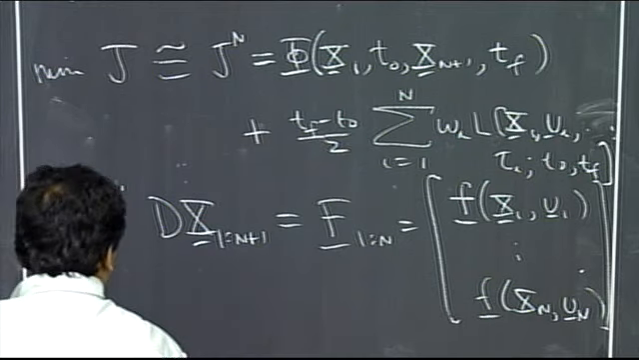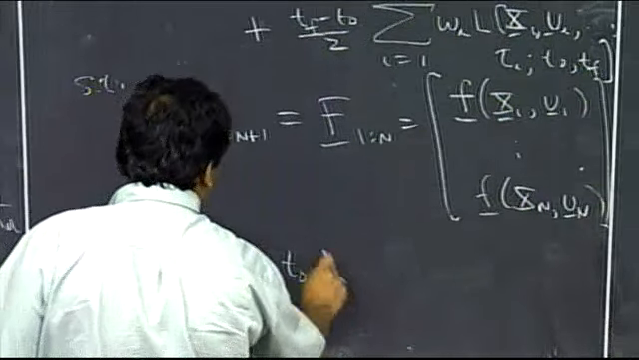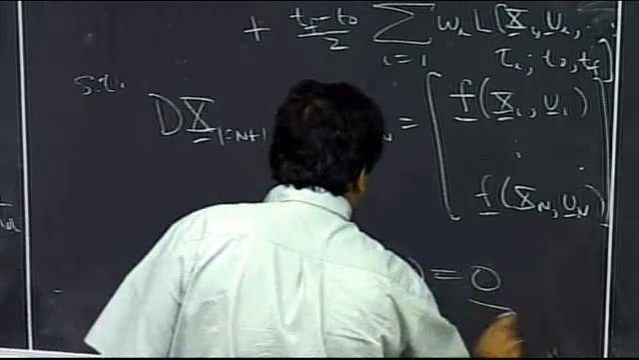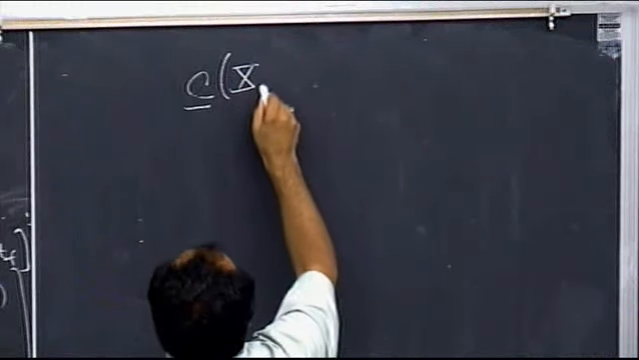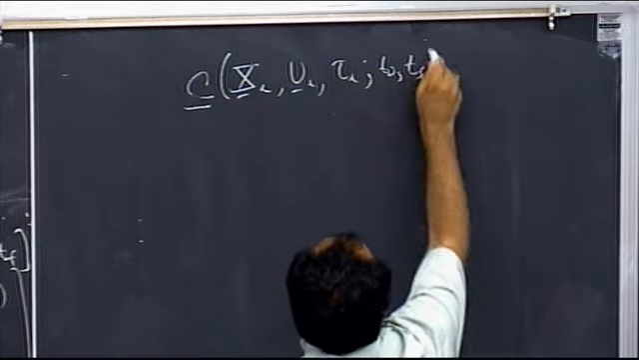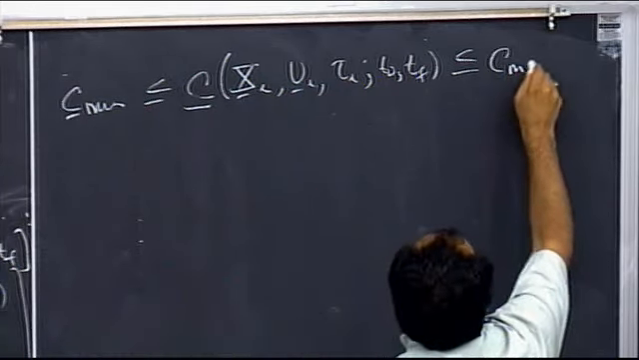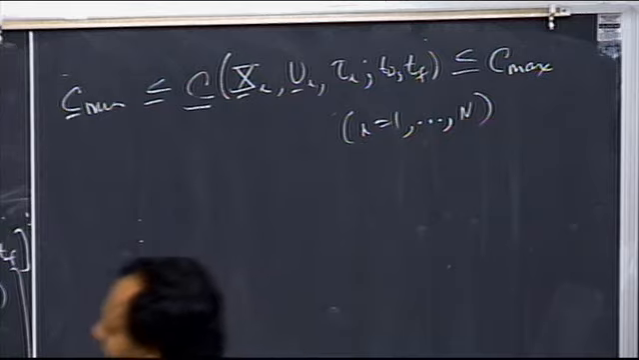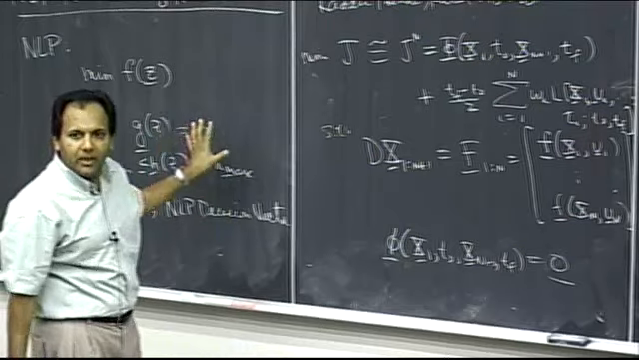The boundary conditions have the form phi, which is a function of x1, t0, xn plus 1, tf, if they're equality or equal to 0. And then you get path constraints that say that c, evaluated at xi, ui, tau i, t0, tf, have to lie between some c min and c max, where i goes from 1 to n. Now you can see that it doesn't have the form of this nonlinear program over here, right?